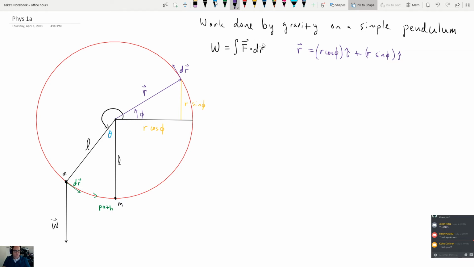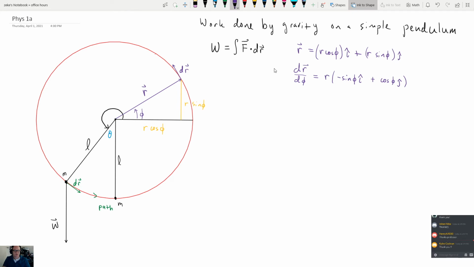But in our equation here, what we have is dr. So what we want to do is differentiate this with respect to phi. There's an r in both of these terms, so I'm just going to pull that out in the front. The derivative of cosine phi will be negative sine phi, times i hat. And then the derivative of sine will be cosine. Oh, I wrote a j here, sorry. Sine phi would be with the i hat, and then cosine phi will be with the j hat.